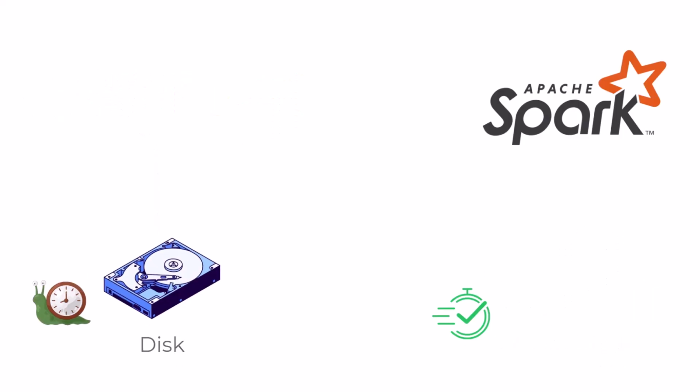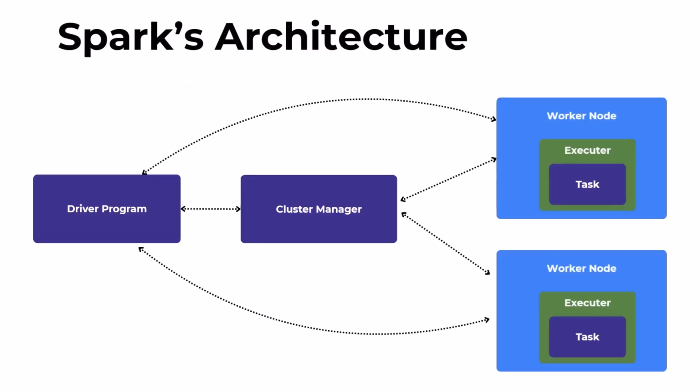Let's talk about Spark's architecture. At a high level, Spark consists of driver program, cluster manager, worker nodes, executors, and tasks. The driver program is the application you write, usually in Scala, Python, Java, or SQL. It's responsible for the data transformation and coordination of the executors. You can think of the driver as the brain of the Spark application.